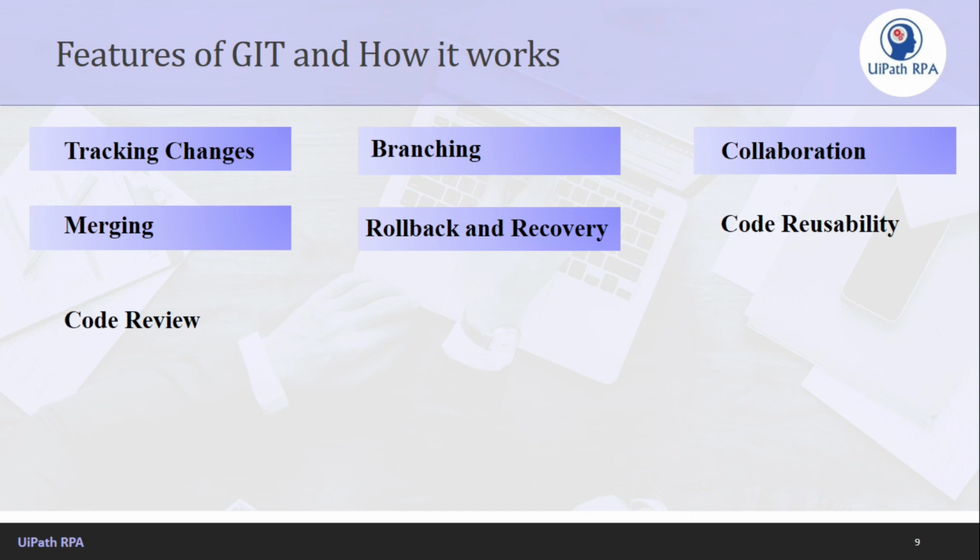UiPath projects often involve reusable components such as workflows, activities, and libraries. So version control allows developers to store, organize, and share these components within the team. That is called code reusability.